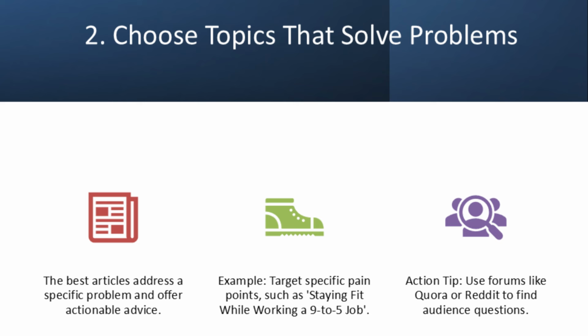So here's an action tip for you. Pay attention to the questions your audience is asking online. Head to forums like Reddit, Quora, or Facebook groups to find common pain points. Now, this will give you a treasure trove of article ideas.